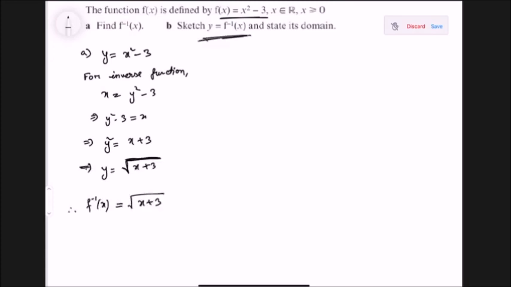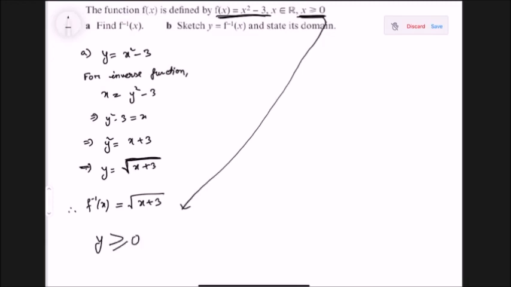Part B, we have to sketch this one, state its domain. So the thing is, we know the domain for the original curve, right? We know the domain for the original curve. So it means if we just use that information, the range of this curve should be greater than 0, right?